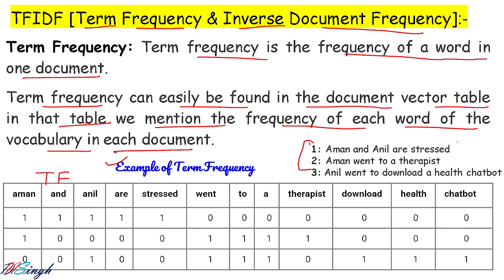This is the example we are dealing with. Aman and Anil are stressed. Aman went to a therapist. Anil went to download a health chatbot. Wherever a word comes in the document, we are putting 1. If it comes 2 times, we increment the value by 1, and each row corresponds to a document. So document number 1, 2 and 3. Let us move to the next slide.